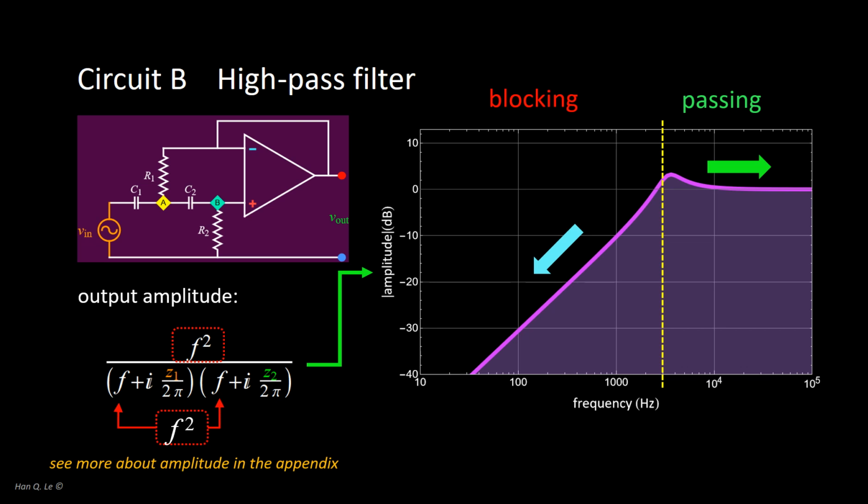One last important point is the manner the magnitude decreases versus frequency. Because of the frequency squared term in the numerator, if the frequency decreases by a factor of 10, the output magnitude decreases by a factor of 100. Thus, the higher order a filter is, the more efficient it is in blocking signals of unwanted frequencies.